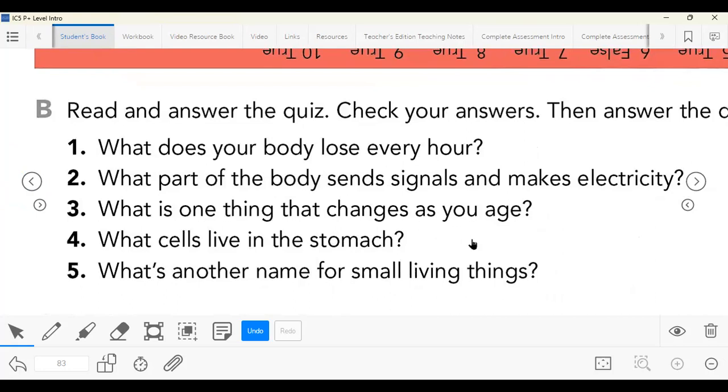What part of the body sends signals and makes electricity? Brains. Okay, brain cells. What is one thing that changes as you age? Smell. Smell. We remember perfectly, right? Okay. So what cells live in the stomach?